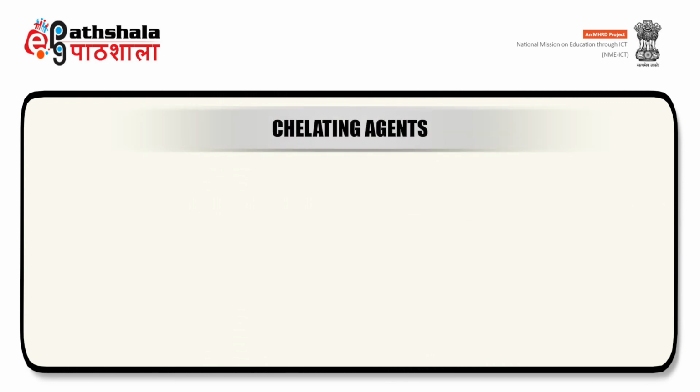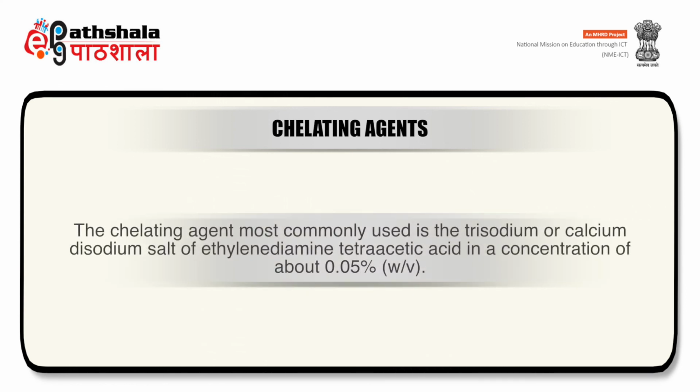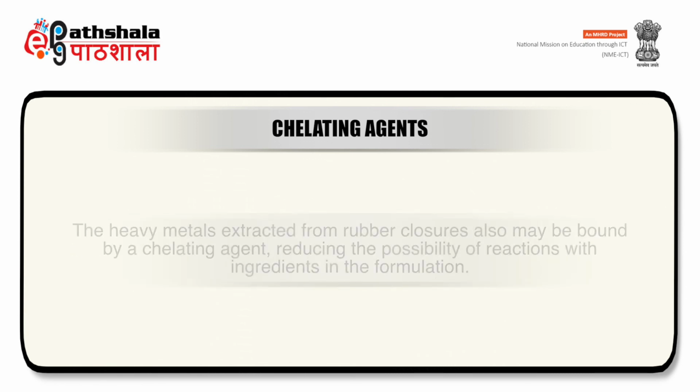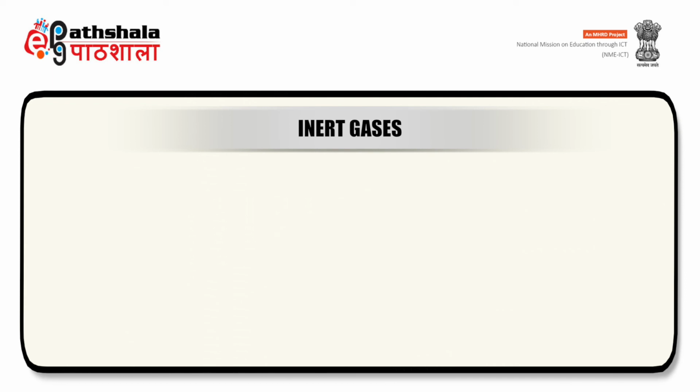Chelating agents are the next formula ingredients. They are non-ionizable; trace amounts of heavy metals catalyze degradative changes. Chelating agents most commonly used to tackle this problem include trisodium or calcium disodium salt of ethylene diamine tetraacetic acid in a concentration of about 0.05% W by V. Heavy metals extracted from rubber closures also may be bound by a chelating agent, reducing the possibility of reactions with ingredients in the formulation. Next, we will discuss inert gases.